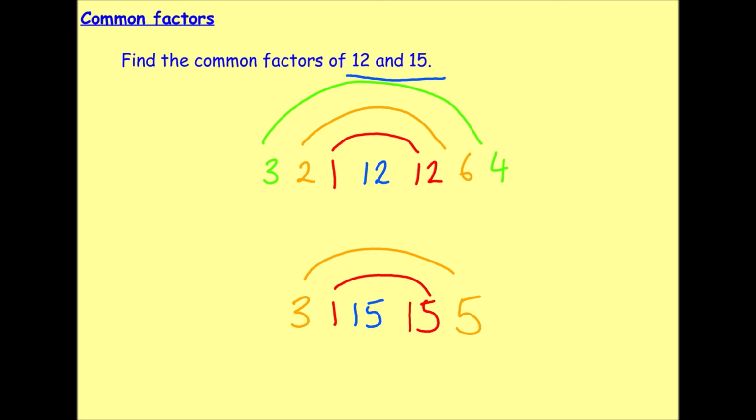But if I'm asked to find the common factors, I'm looking for the numbers that both of these have in common. They've both got a 1. They've both got a 3. And that is it. So my answer would be the common factors of 12 and 15 are 1, oops, that's a very thick pen, 1, you can't see that, 1 and 3.